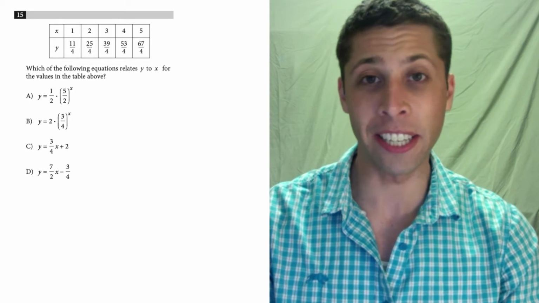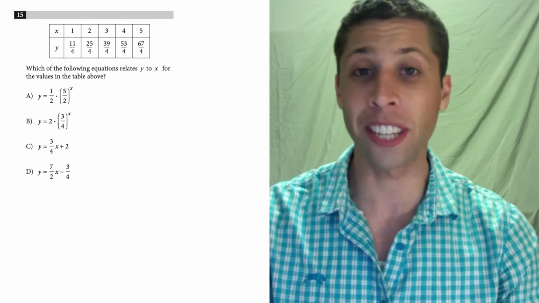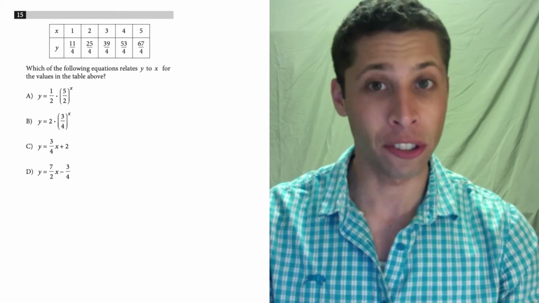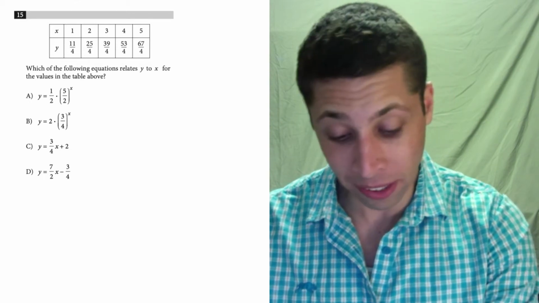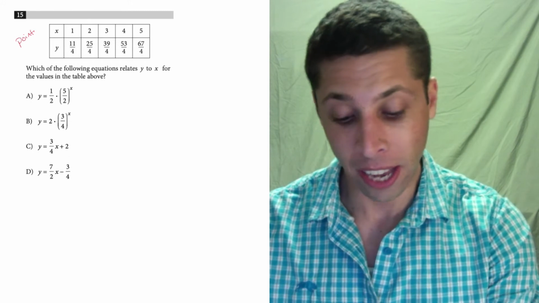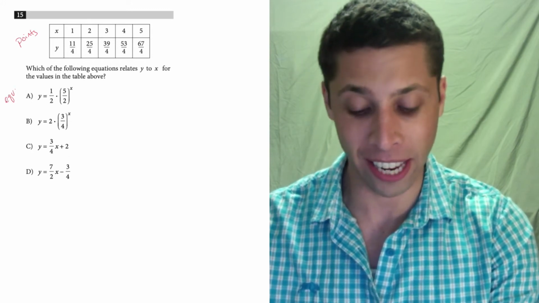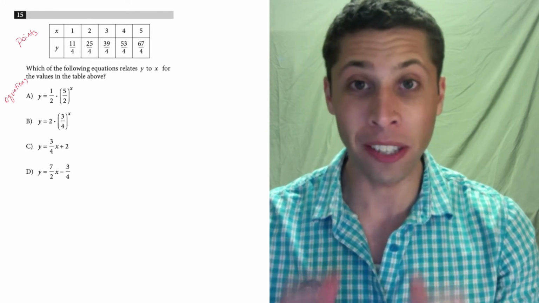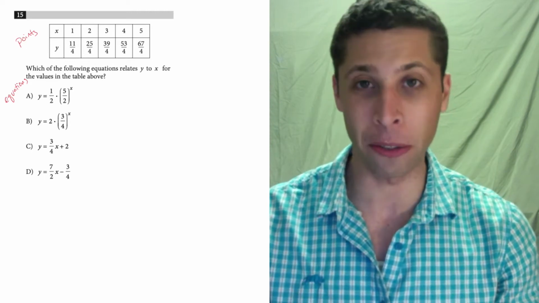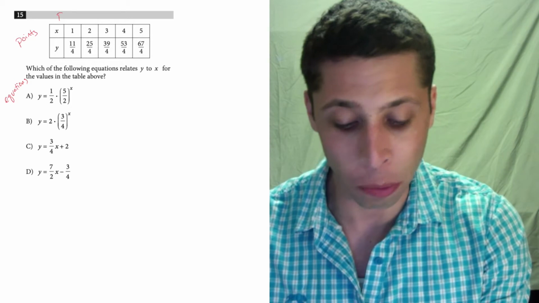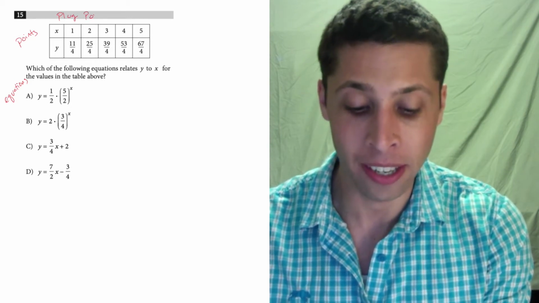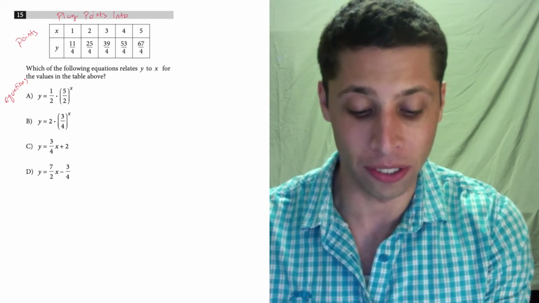Number 15 is a great example of a question that you just cannot get wrong. The strategy is pretty straightforward. You have a bunch of points in this chart and a bunch of equations in the answer choices. So this question is screaming at you to use one of the most important strategies from the SAT, which is to plug points into equations.